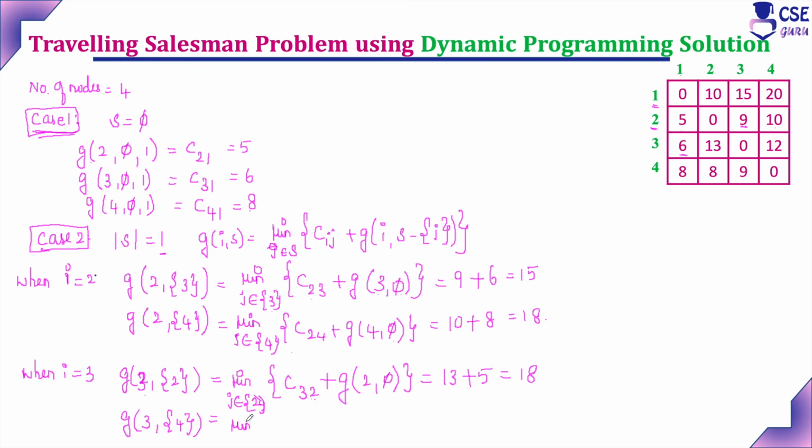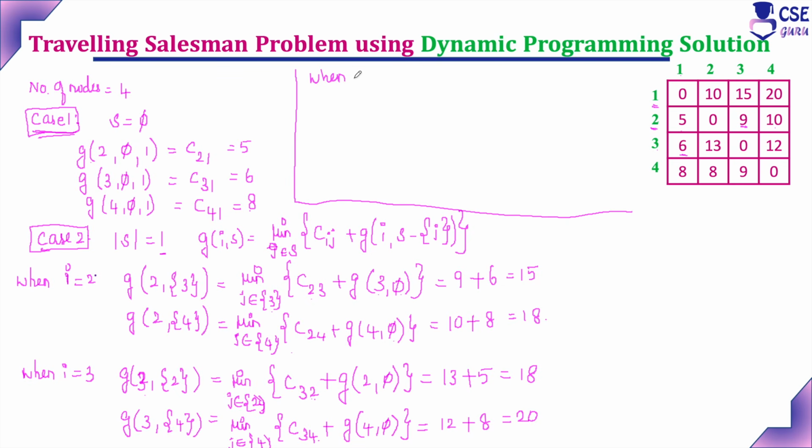Similarly, here if you are considering minimum of J belongs to 4, and here C of 3, 4 plus G of 4, 5. That is, after visiting 3, you have to visit 4. After visiting 4, there is no other vertex to be visited. So C of 3 to 4 is 12 plus G of 4, 5 is 8. So the cost is 20.